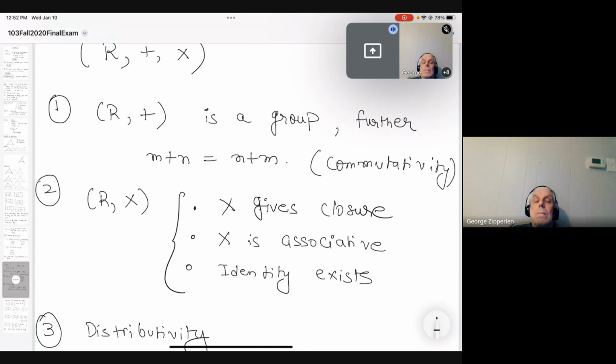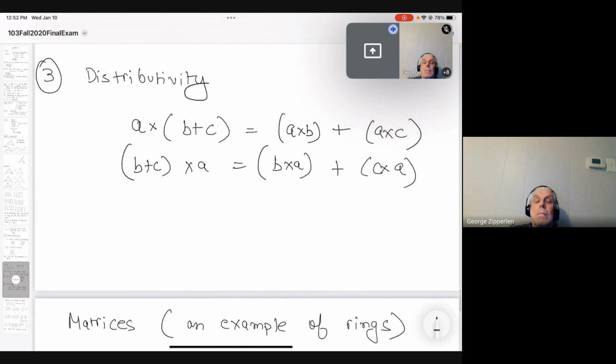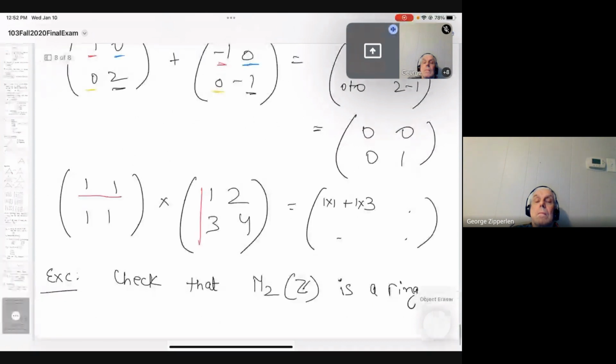Second, with respect to multiplication, it's almost a group: it satisfies these three things except inverses. And then there is the distributive relation between addition and multiplication.